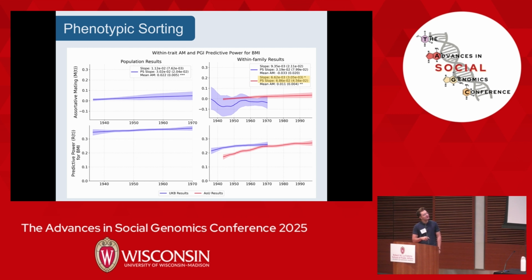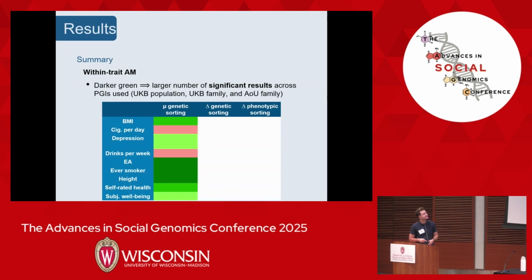And so when we divide these genetic sorting estimates, again, by the PGI predictive power here, and we get a slope on those estimates for phenotypic sorting, we see that it is no longer statistically significant at the 0.05 level. And so we're observing constant phenotypic sorting, but a changing genetic sorting. And so we say that this increase that we're seeing in PGI predictive power over time might explain that discrepancy.